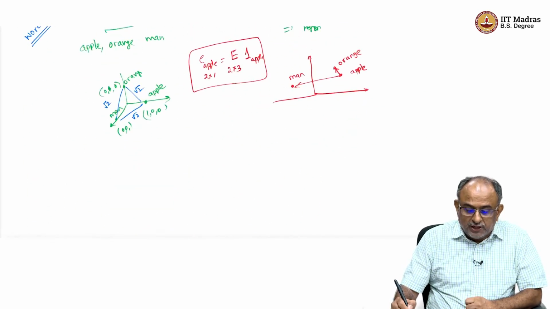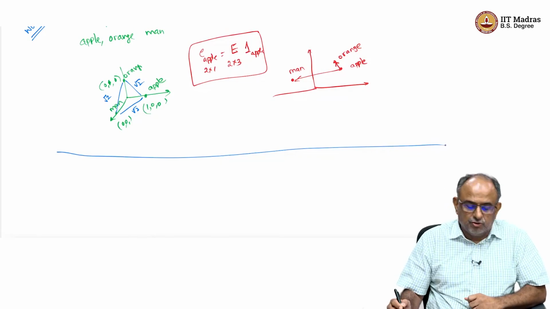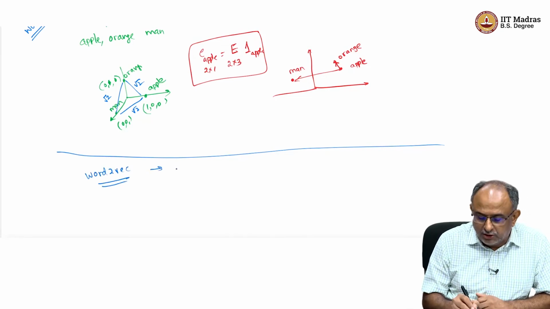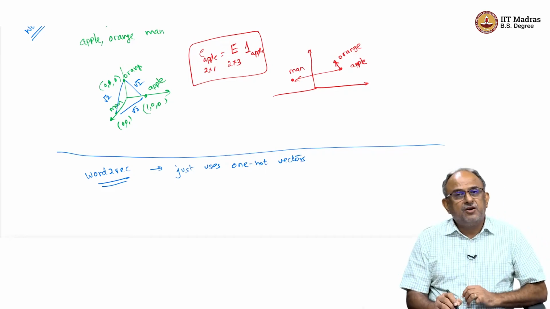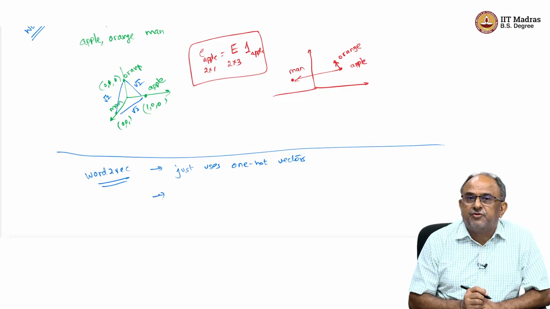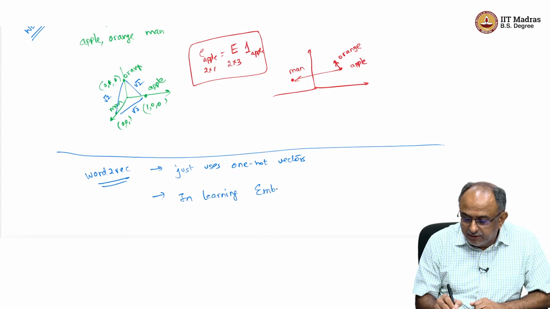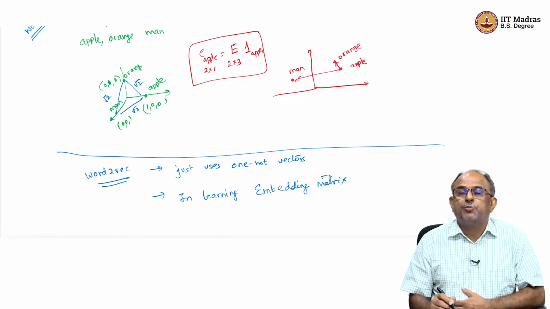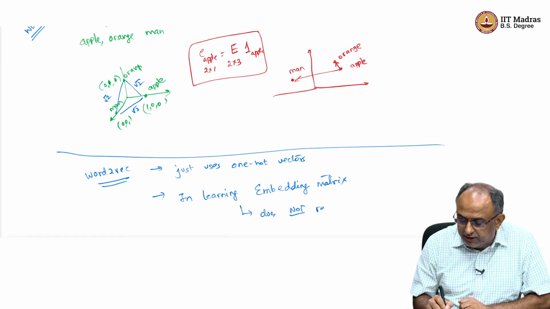Okay. Now comes another important idea. In doing this, I am actually not using any supervision, right. So, how is Word2Vec learned? Word2Vec just uses one-hot vectors, right. And in learning the embedding matrix, it does not use any human supervision, any manually annotated data or anything, right.